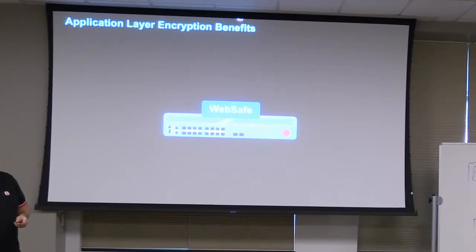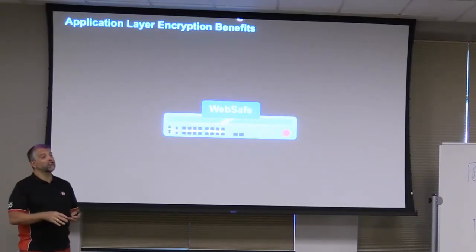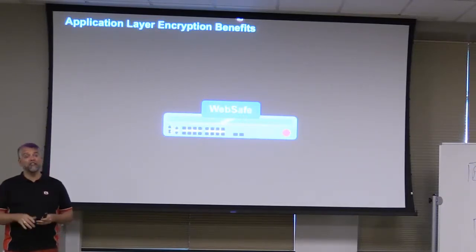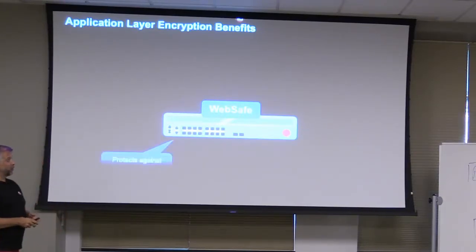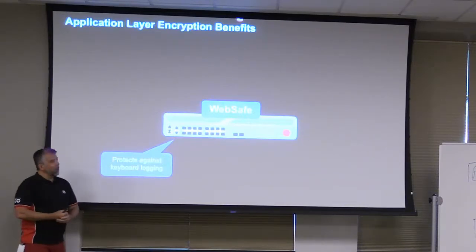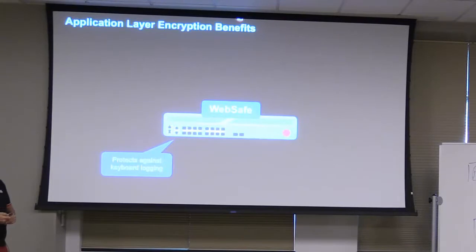But to really understand what this feature is, just think about what it's called. It's application layer encryption. It's layer 7 encryption. It's encryption at the layer 7 level before SSL encryption. That sounds pretty good. A lot of things this does, and we'll look at some slides for this. It protects against keyboard logging programs.